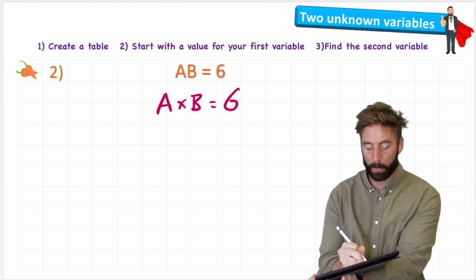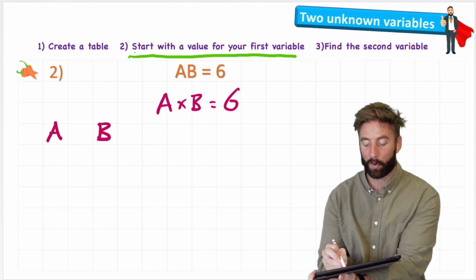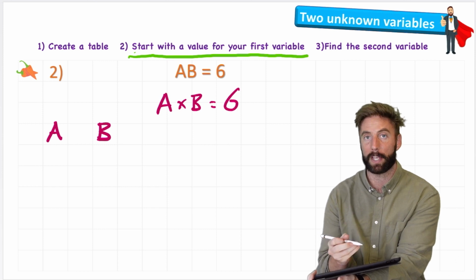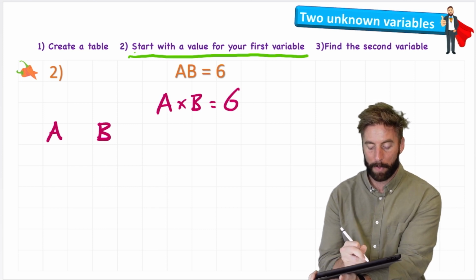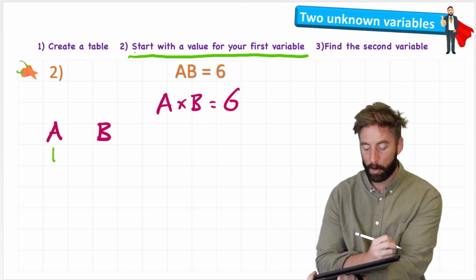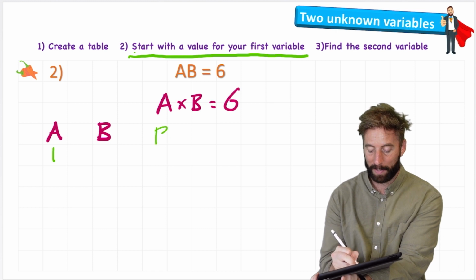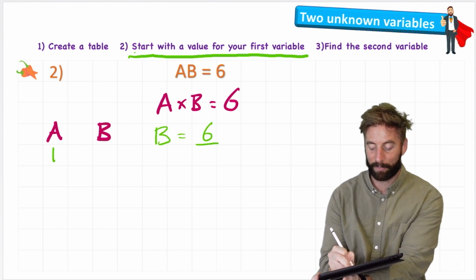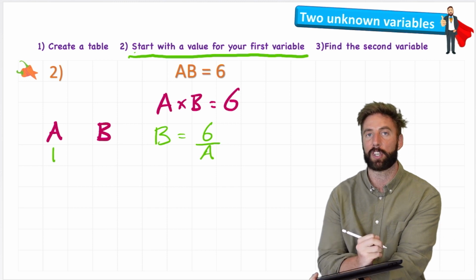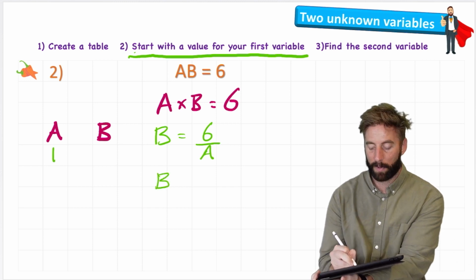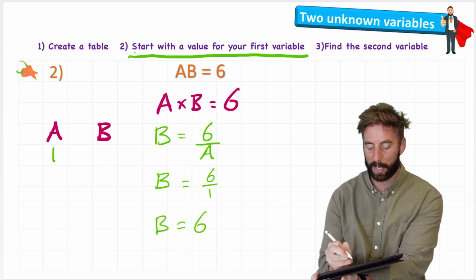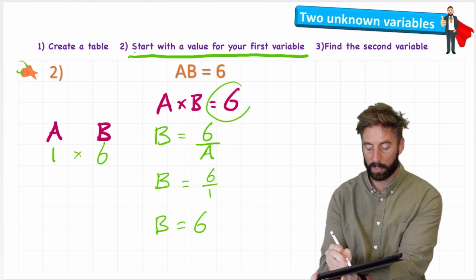So again, let's build our table. Let's have a and b, and let's look at step 2. We're going to start by creating a value for a or b, but we'll do a. So in this case, let's start with a being 1. And again, we can use our inverse to help us here. So a times b equals 6. So therefore, b must equal 6 divided by a, because division is the opposite of multiplication. 6 divided by a would be 6 divided by 1, and therefore b equals 6. And that looks right, doesn't it? Because 1 times 6 does equal 6.